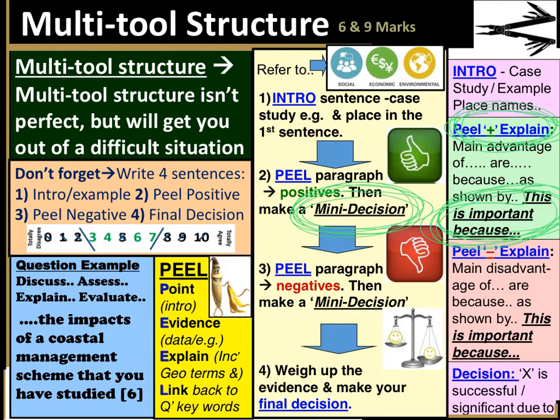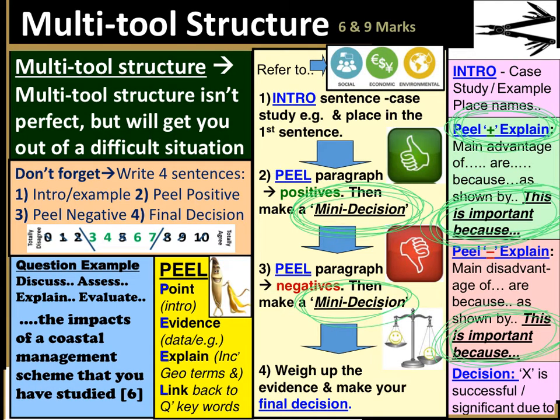Then your third paragraph is going to be your PEEL paragraph, which is point, evidence, explain, link back to the question, and your mini decision, which is about the disadvantages. The main disadvantages of something are: this is because, as shown by. Then make your mini decision, which is in bold and underlined here.